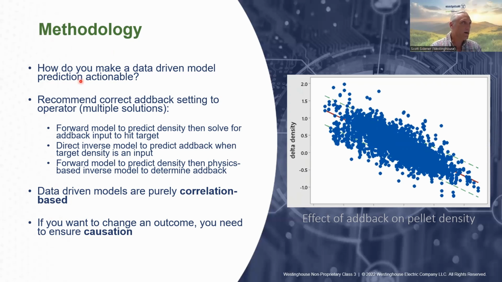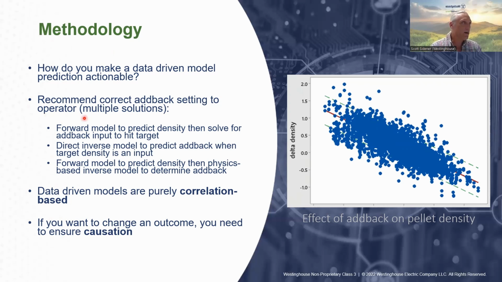So there's 3 ways you could go about doing that. So this is what I call the methodology. We could literally use a forward model to predict the density, then solve mathematically for what add back we would have to get to move the density to our target for the customer.